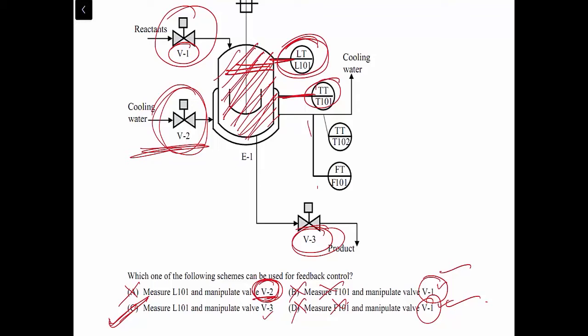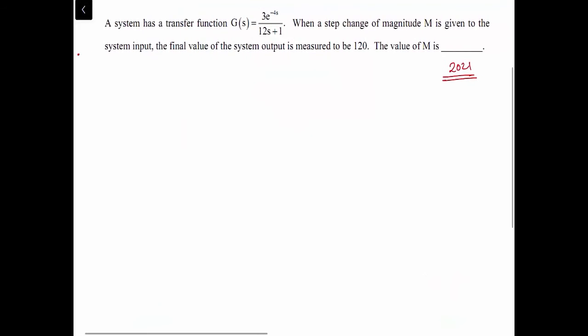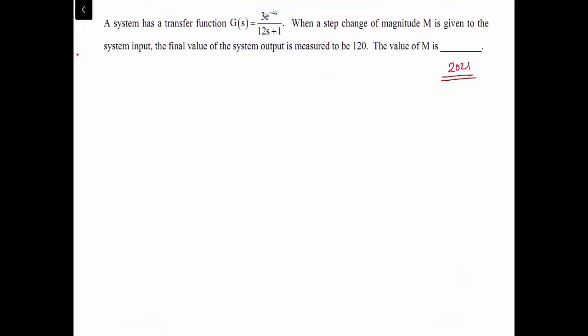लेवल कंट्रोलर ऑफ अ रिएक्टर, जो तुम्हारा रिएक्टर है उसका. ओके. So if you read this question, a system has a transfer function. So the transfer function is given, that is G(s). So we can write this as Y(s), that is output by input X(s), equals 3e to the power minus 4s upon 12s plus 1.